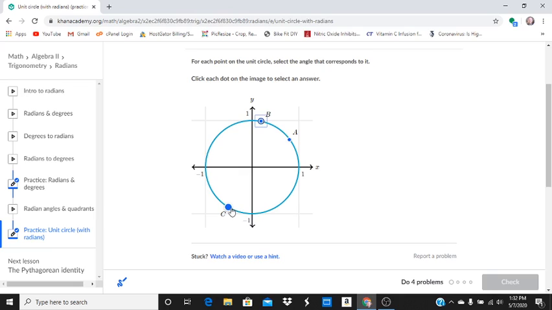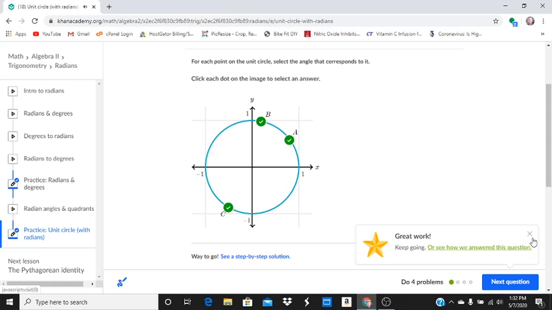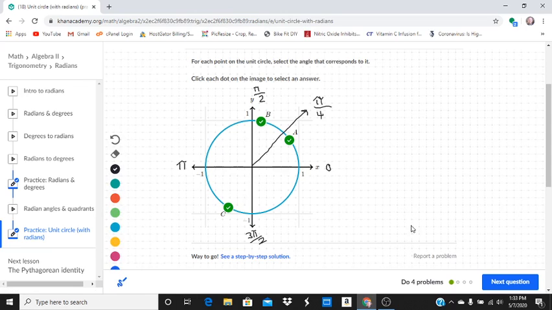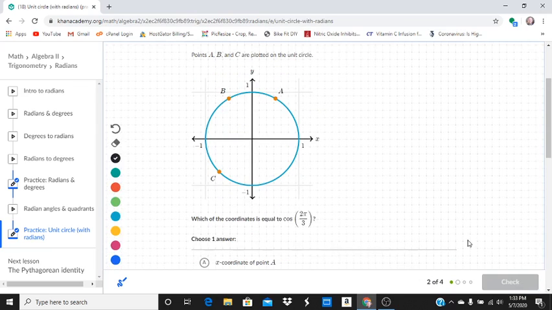Okay, and then this one here has to be greater than pi, less than 1.5 pi. So this is less than pi, this is less than pi, this is less than pi, this is the only one that is greater than pi. Okay, let's check our work. And we got that one correct. Okay, if you had questions about that, you could go back and watch that part of the video again. But let's go to the next question and see what that one has for us.